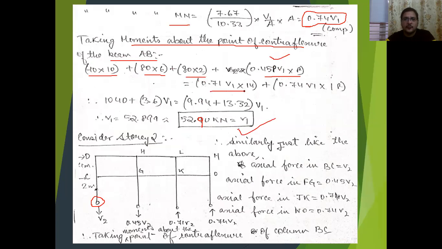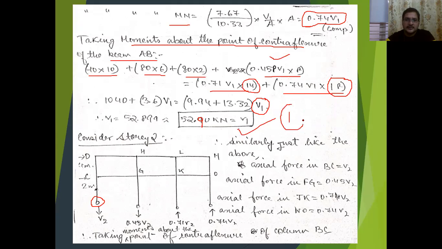The anti-clockwise moments are 0.71 V1 into 14, where 14 is the bay length, 8 plus 6 meters, and 0.74 V1, the axial force in the fourth column, into 18, that is 8 plus 6 plus 4. Doing all this, we have only one unknown, V1, and V1 comes to 52.9. Similarly for story 2, this was for story 1 actually.